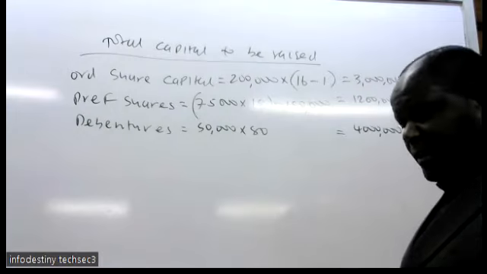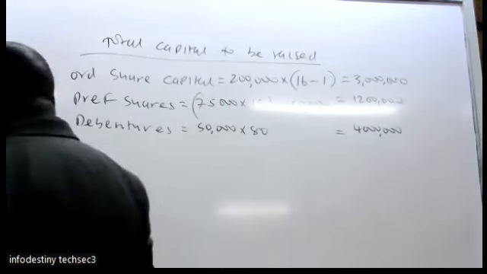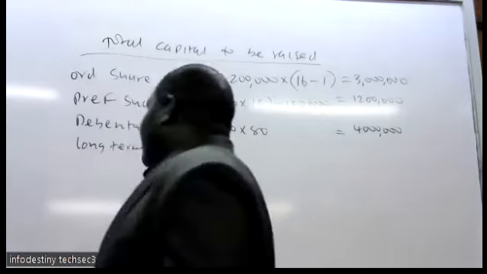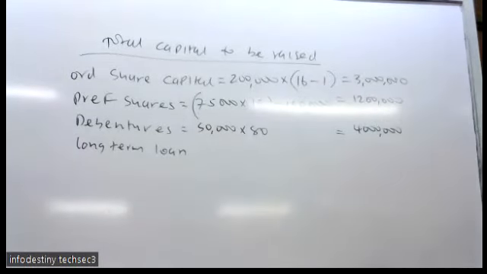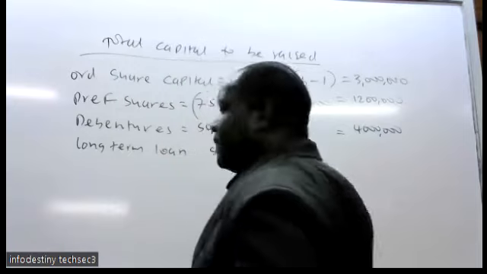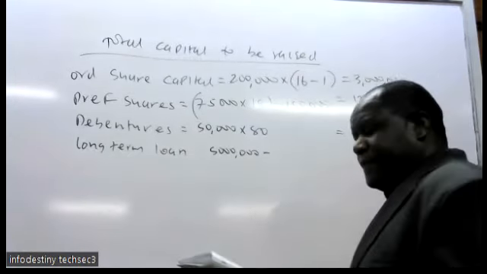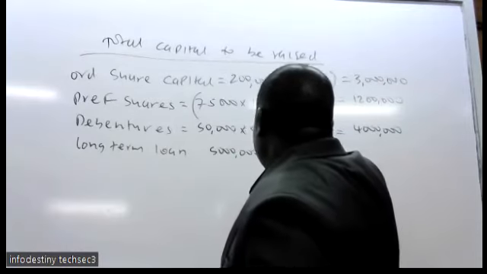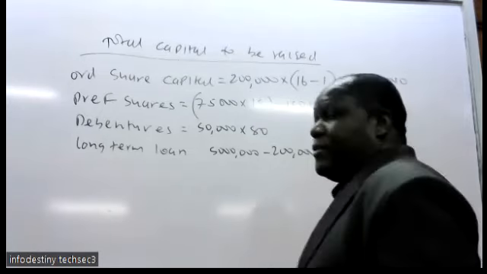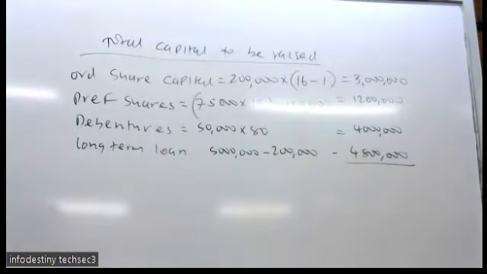And the last item there is the bank loan, the long term loan. For the long term loan, it is 5 million. We also gave you the flotation cost. The flotation cost is which figure? 200,000. So this will be 4.8. Add them together to get the total amount, net of the flotation cost, to raise.